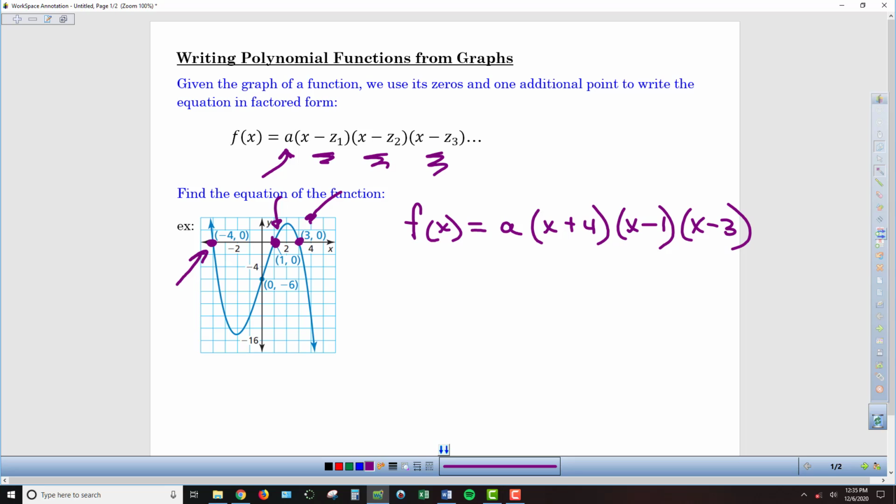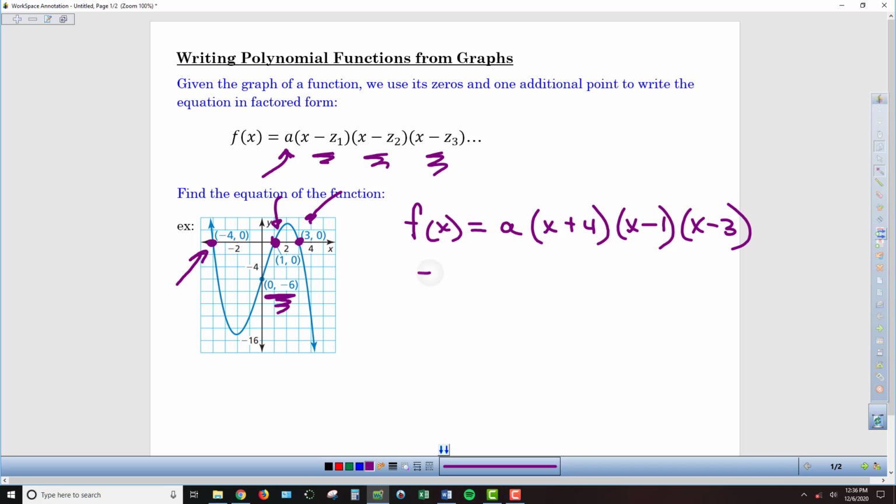So the way we're going to do that is by using some other point that is given to us on the graph that we can find. And that's this one right here. Now that's not a zero, that's a y-intercept. So it doesn't get the same treatment as the factors. Instead, the -6 is the y-coordinate and 0 is the x-coordinate.